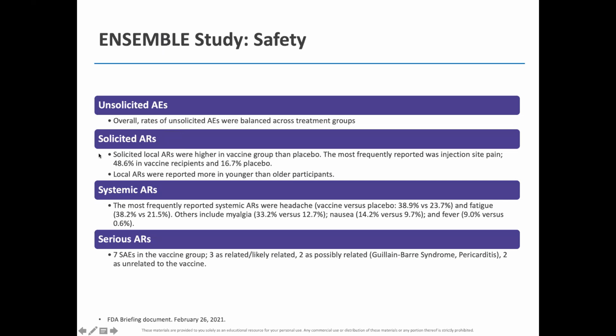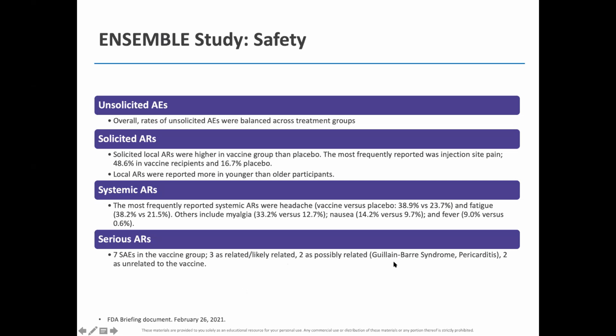So the safety report of the study showed that the rates of unsolicited adverse events were balanced across both arms. But indeed, when we asked all participants as to whether they had had reactions, injection site pain, et cetera, then 48.6% of vaccine recipients declared that they'd had that, whereas 16.7% in the placebo arm. The most frequent adverse events included, again, headache, fatigue, myalgia, nausea, and fever. There were 7 serious adverse events, 3 of which were considered to be related or likely related, 2 possibly related, and 2 unrelated to vaccine.